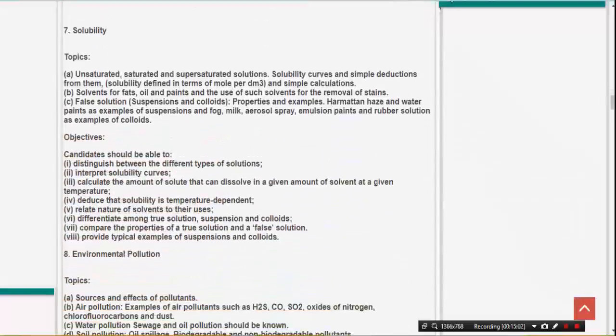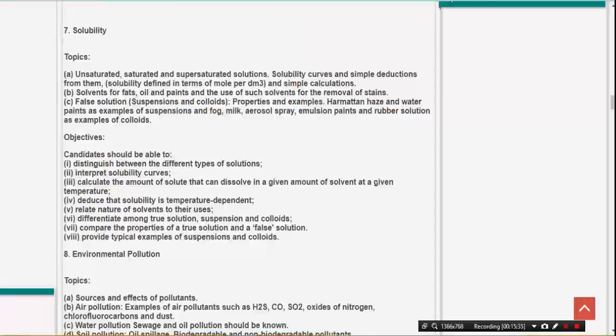Number 7 is solubility. Topics: unsaturated, saturated, and supersaturated solutions. Solubility curves and simple deductions from them. Solubility defined in terms of mole per dm cube and simple calculations. Solvents for fat, oil, and paints, and the use of such solvents for the removal of stains.